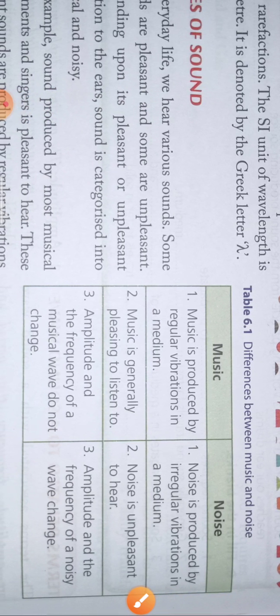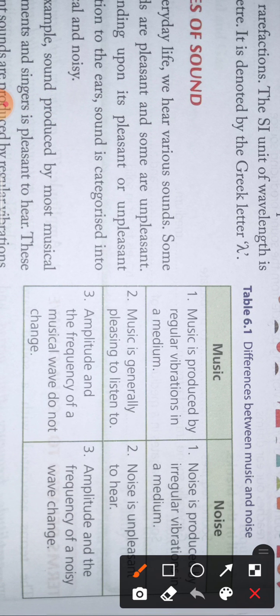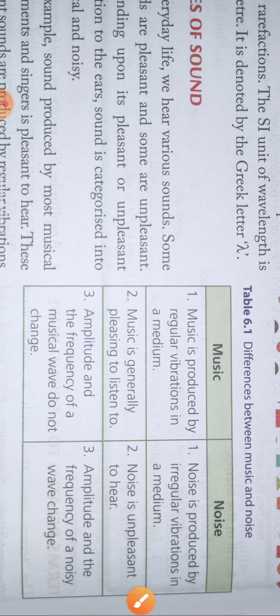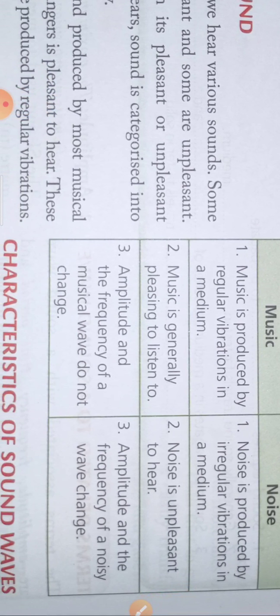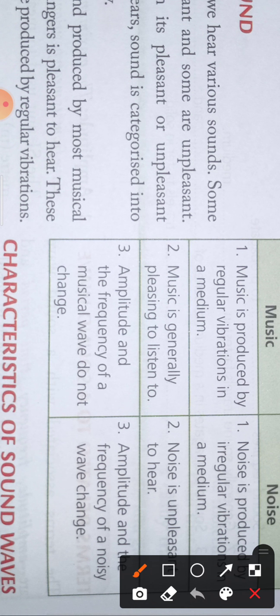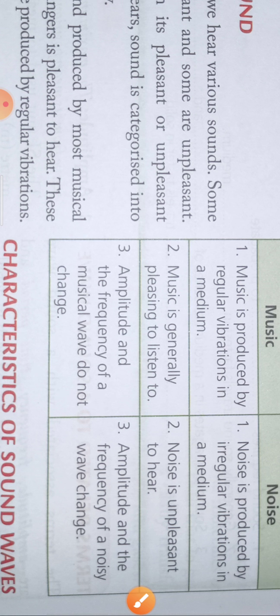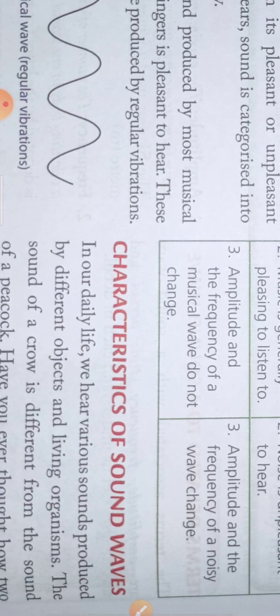So what are the differences between music and noise? First, music is generally pleasing to listen to, but noise is very unpleasant to hear. The second point is that music is produced by regular vibration in a medium, but noise is produced by irregular vibration in a medium. The third point is that the amplitude and the frequency of music do not change, but the amplitude and the frequency of a noisy sound change.